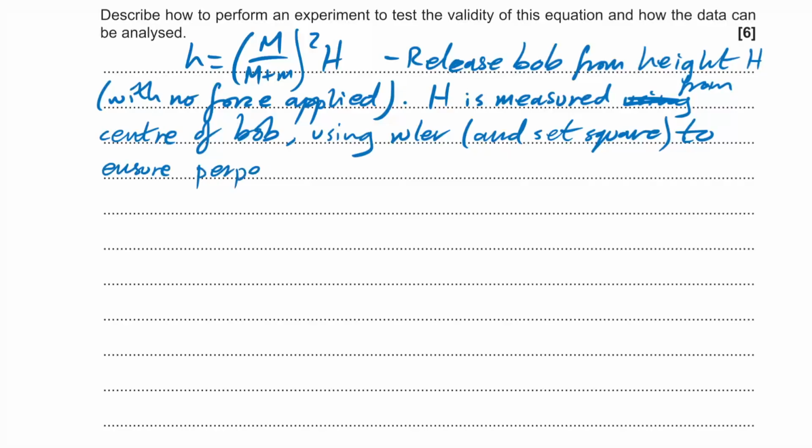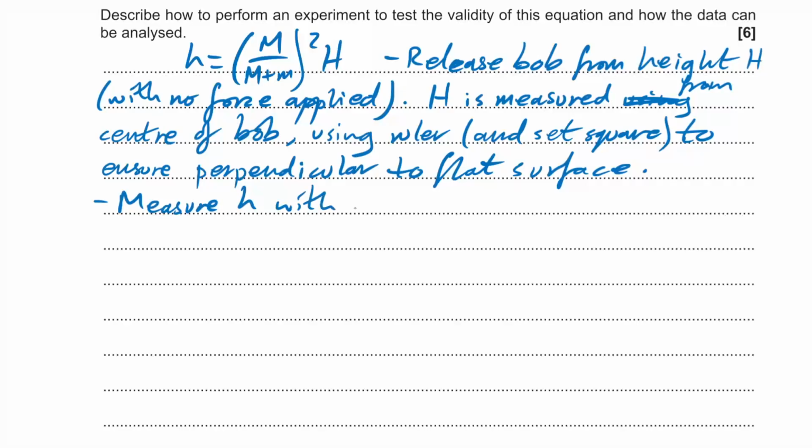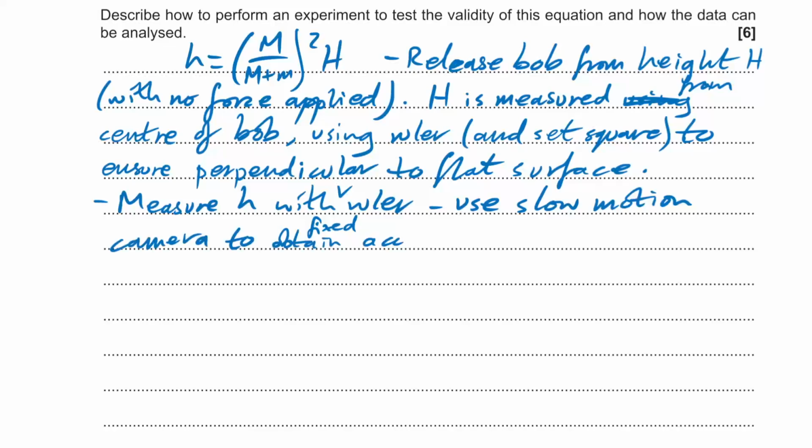Actually, it's going to be very hard to get the height on the other side, isn't it? And so how do we measure h? We'll probably measure h with ruler, or we could say with fixed ruler. We could say use slow motion camera or high speed video camera to obtain an accurate value. So we've measured our h's.